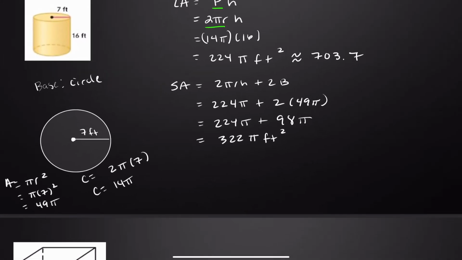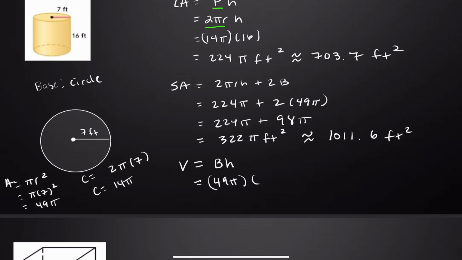And if I want to give a rounded answer, it would be approximately 1011.6. Okay, so 1011.6 feet squared. Okay? And then the volume is big B multiplied by the height. We already know what the area of the base is. It's 49 pi. And you multiply that by the height of the prism, which is 16. So 49 times 16 is 784, and you slap on the pi, and you're dealing with volume.